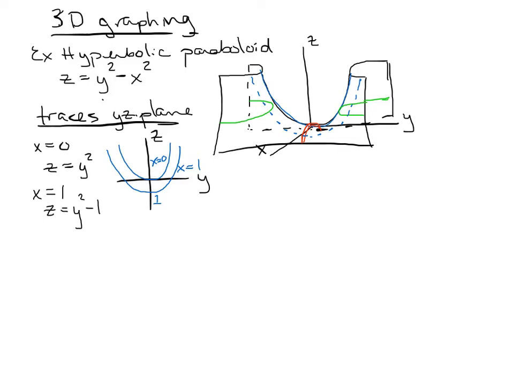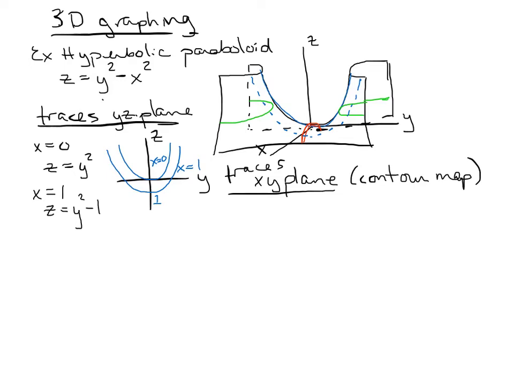Let's do some traces on the XY plane. So on the XY plane, traces on the XY plane. This is also referred to as a contour map. And the reason being is if you think of any kind of topographical map, it's a two-dimensional space, but it gets across three-dimensional properties because it puts the contour lines for each different elevation.